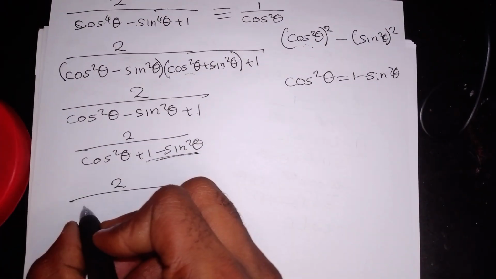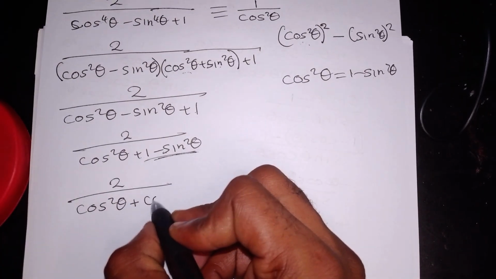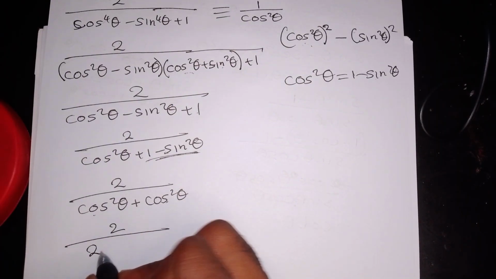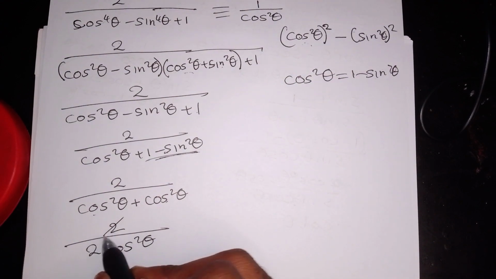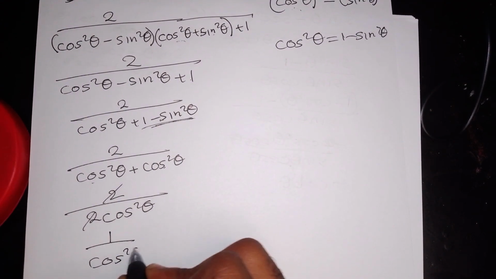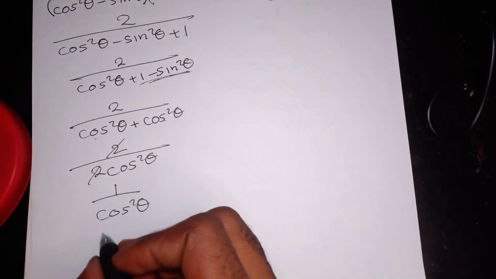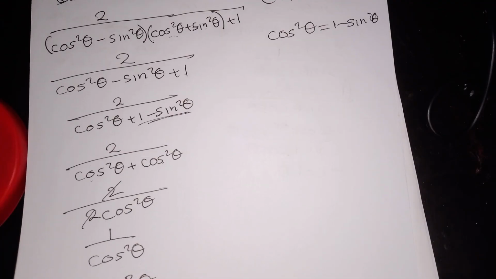So we have 2 over cos squared theta plus cos squared theta. Then you have 2 over this plus this. That will be a 2 cos squared theta. Then 2 and 2 will go, so that you have 1 over cos squared theta. And because you are showing that this is equal to sec squared theta, you can get the reciprocal of this and write sec squared theta, and you're done.